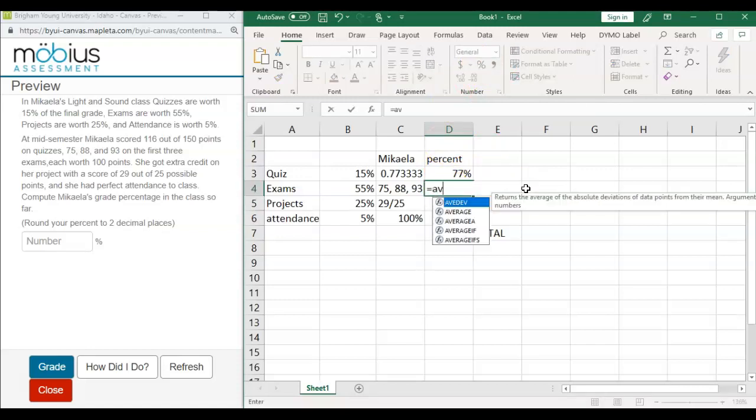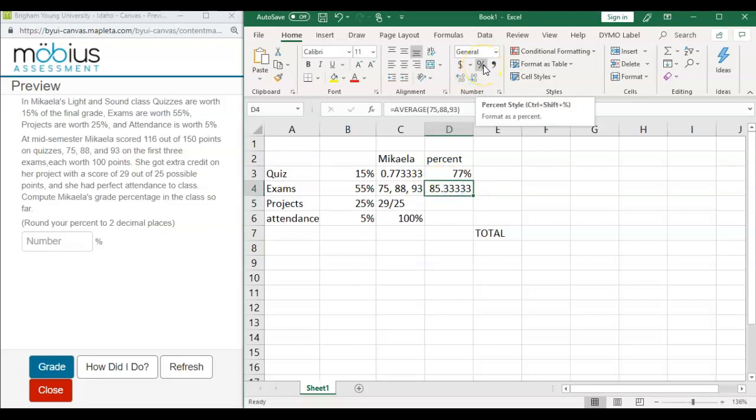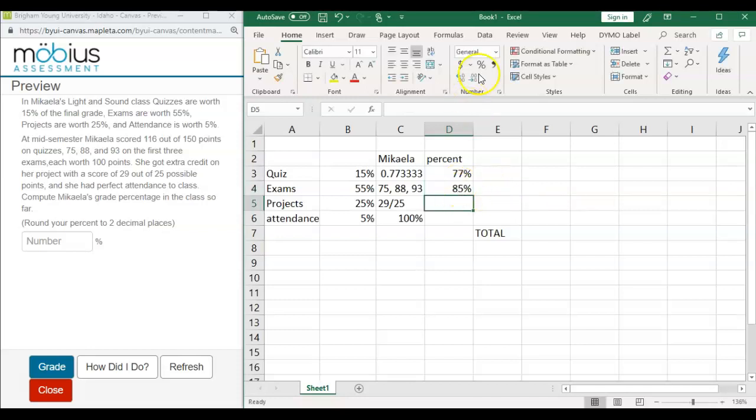I can do equal and type in average, and it will ask me the numbers, and I can type in 75, 88, 93 and press enter, and it can calculate it for me that way as well. And again, we can do the percent, although this one we should probably put 0.75, 0.8, whoops, since we'll be changing it back to the percent. There we go. I apologize for that because we clicked on the percent here.